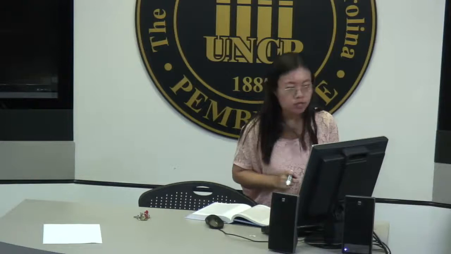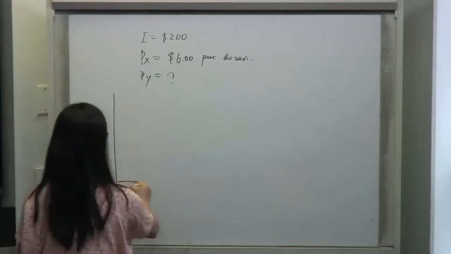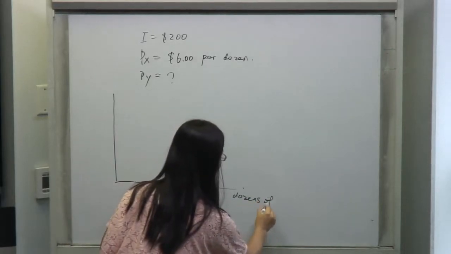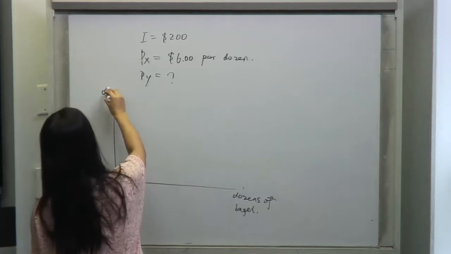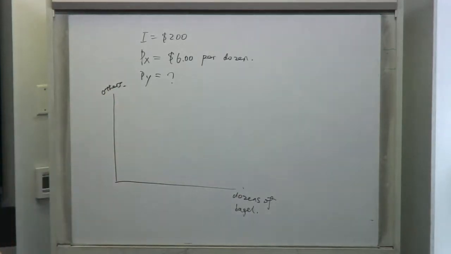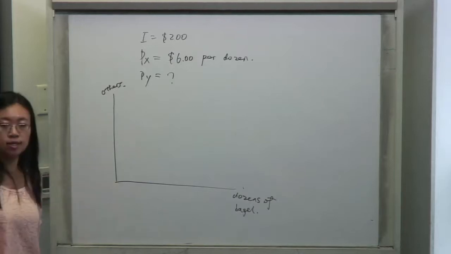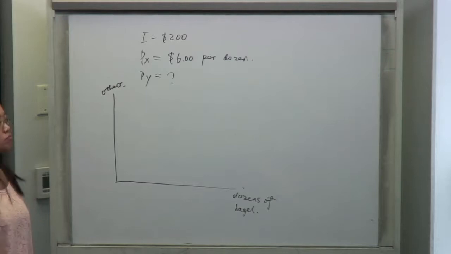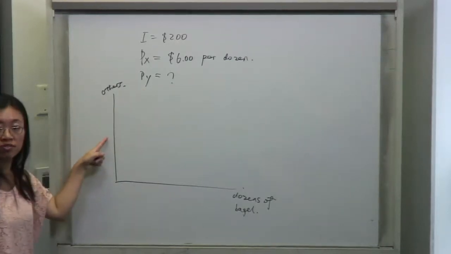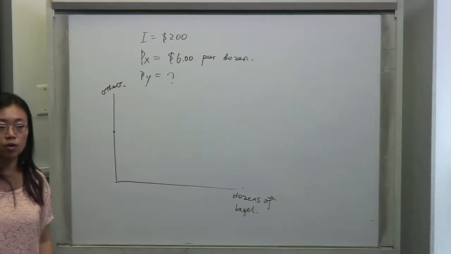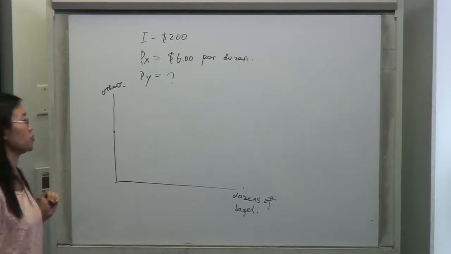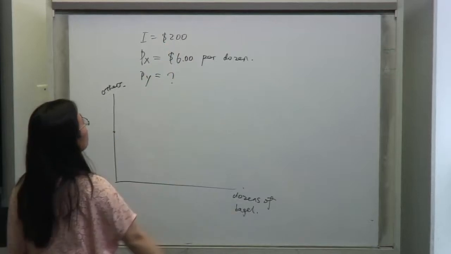So to answer the rest of the question, we have to nail down the budget constraint. This axis represents the dozens of bagels, and this is other goods. We don't know the price. First, we need the budget line without the frequent buyer program. We do not know the price of Y, so we cannot determine this value, but we know it's somewhere here. And actually this value does not matter because the frequent buyer program only applies to bagels. So how many dozen bagels are you able to buy with $200?